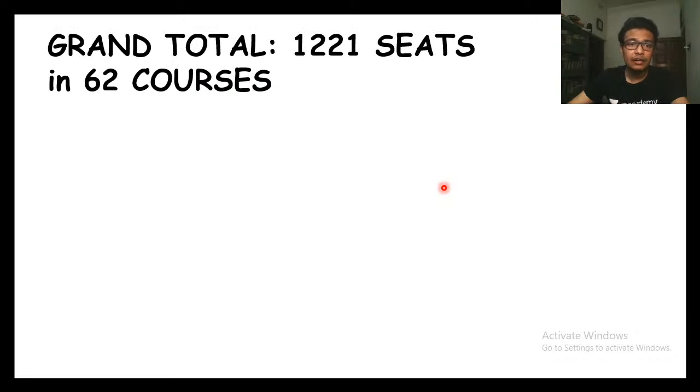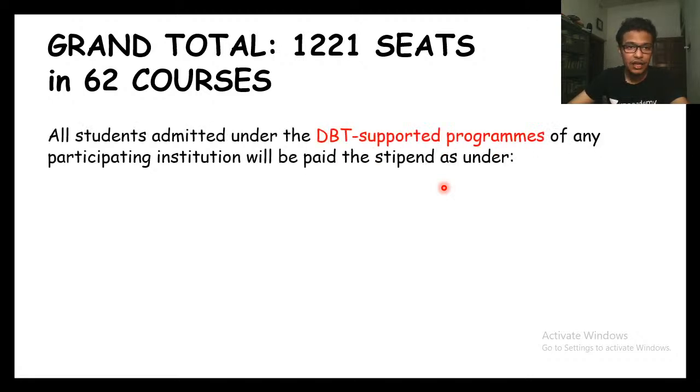In total, there are 1221 seats and 62 courses. Let me tell you something about these courses, which would be very useful for you. Please watch this stream till the end. All of the students would be admitted under DBT supported programs. All of these 1221 seats would be funded by the Department of Biotechnology, India. The DBT would pay for their education cost and also give them a little allowance so that they can live on it.